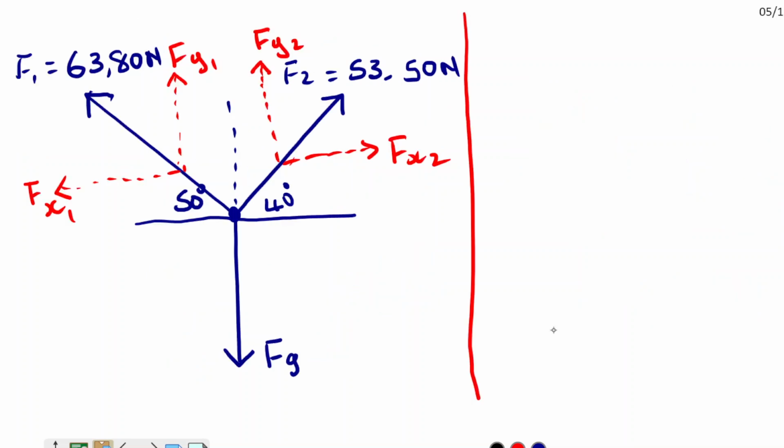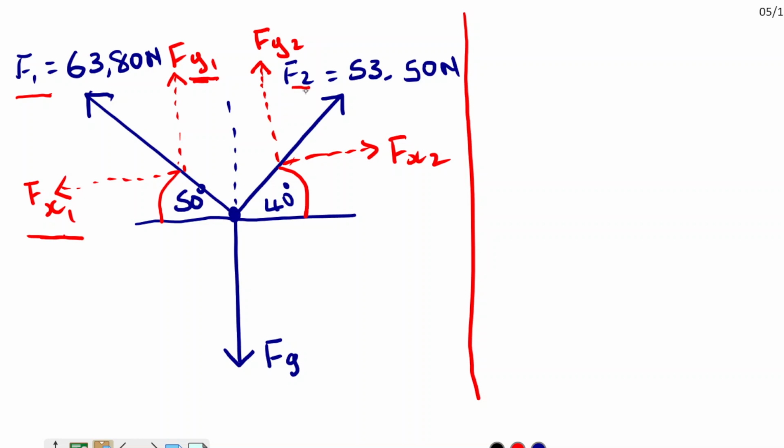Yeah, so in the second method, if you don't want to use the sine rule, you can use your trig ratios. Now this is F1, which is at this angle of 50 degrees. Now a diagonal vector, we know it has two components. It has a horizontal component, which is Fx, and it has a vertical component, which is Fy. So I'll call this one Fx1 and that one Fy1. Now for vector number 2, which is F2, has an angle of 40 degrees.